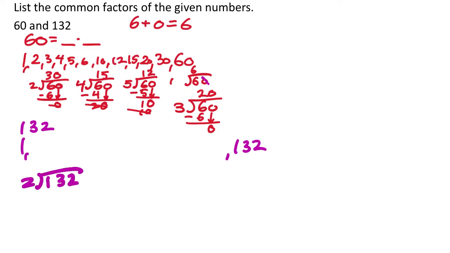132 divided by 2 won't go into 1, but it will go into 13 6 times. 6 times 2 is 12, so subtract, get a 1, drop the 2. Yep, 2 goes into 12 6 times again.